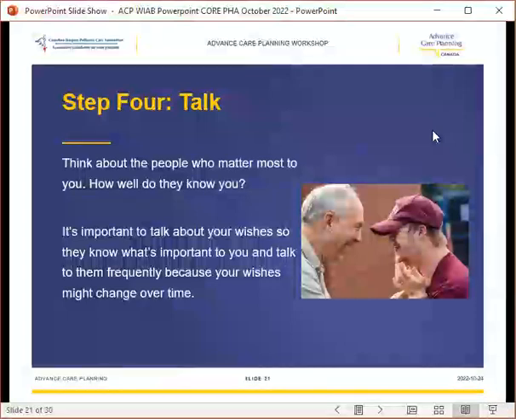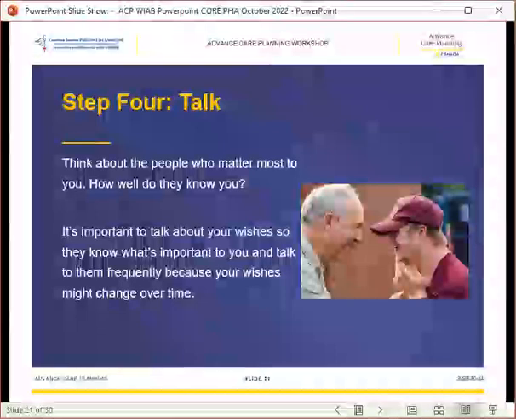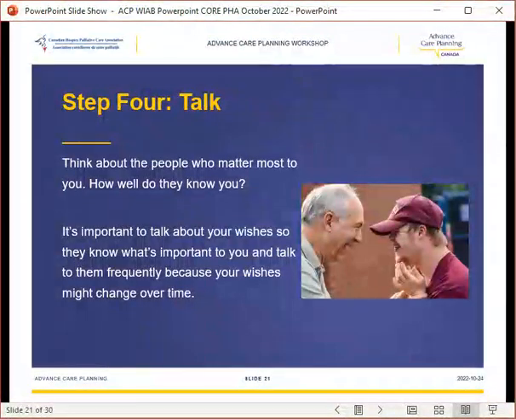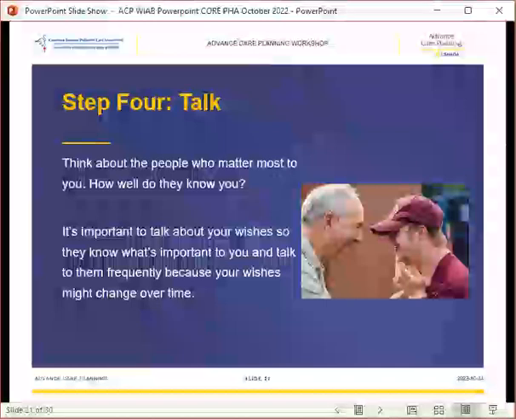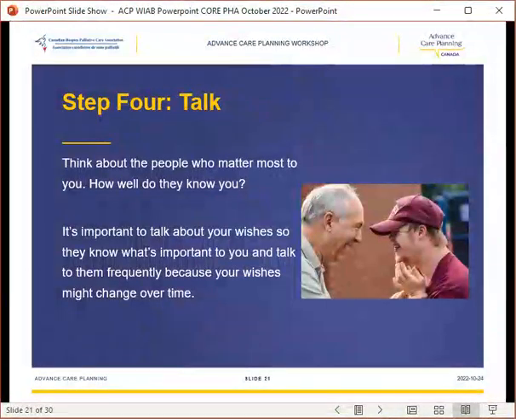So it's really, really important to talk to the people that matter most to us, especially the ones who may be tasked in making those decisions for us if we were not able. It's important to talk to them about the wishes that we have, right? What is important? What do we value? What gives us comfort.